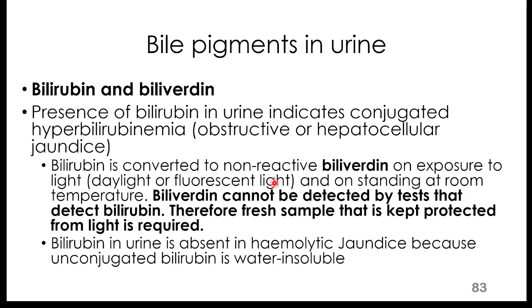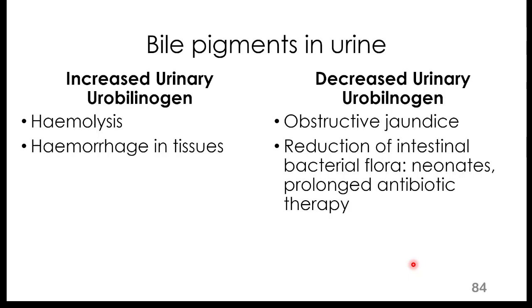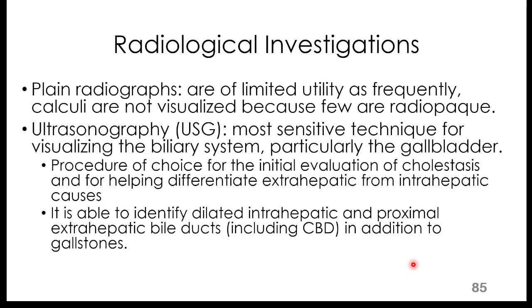Now we should note something: when you collect urine that contains bilirubin, the bilirubin will be converted to biliverdin when the urine stands for a while, and biliverdin cannot be detected by the usual test for bilirubin. So when we are trying to test urine for bilirubin, it should be done on a fresh sample. Okay, let's keep this.